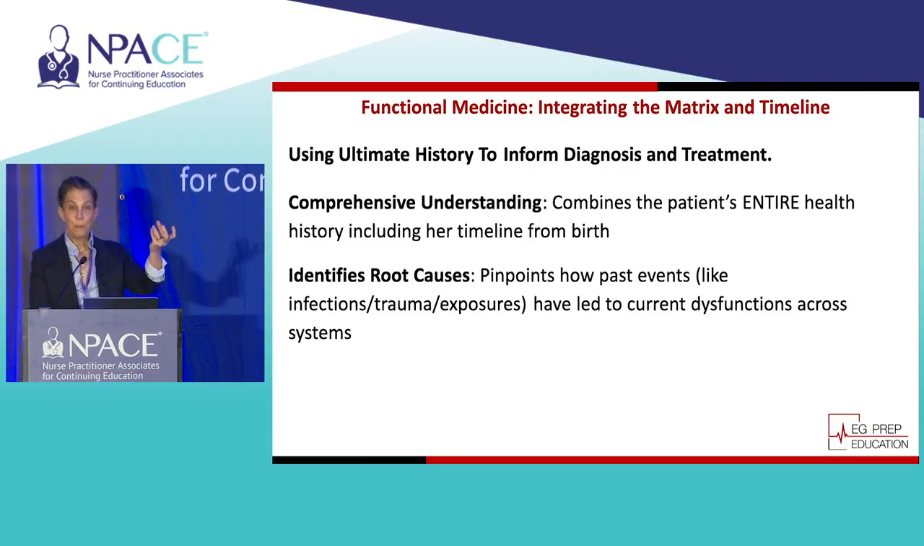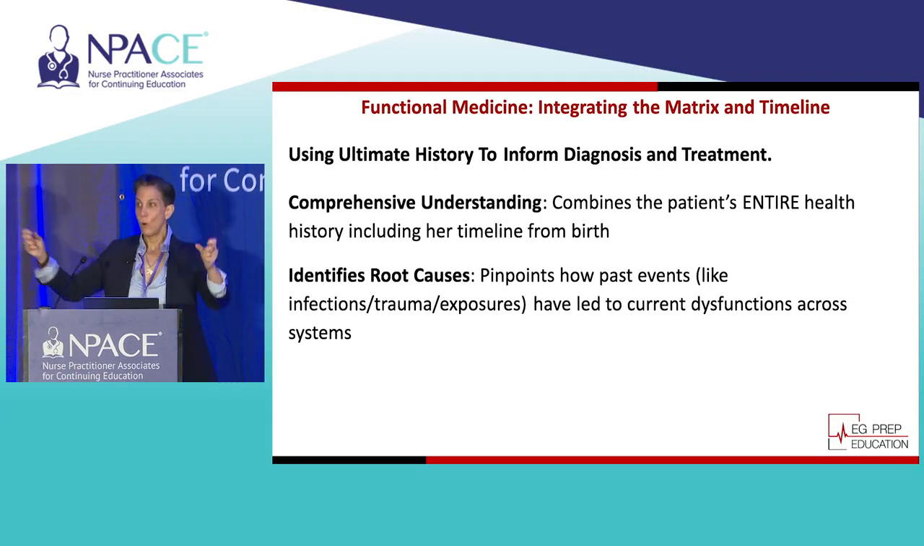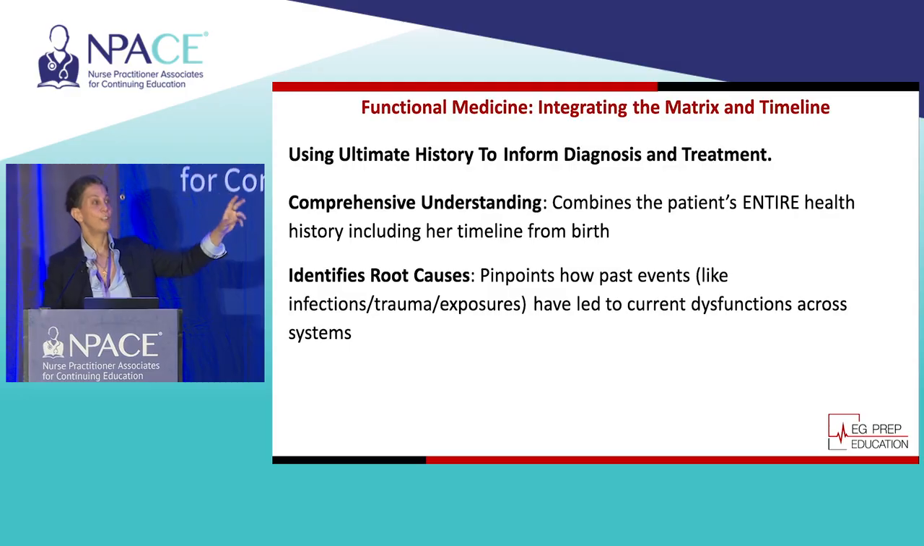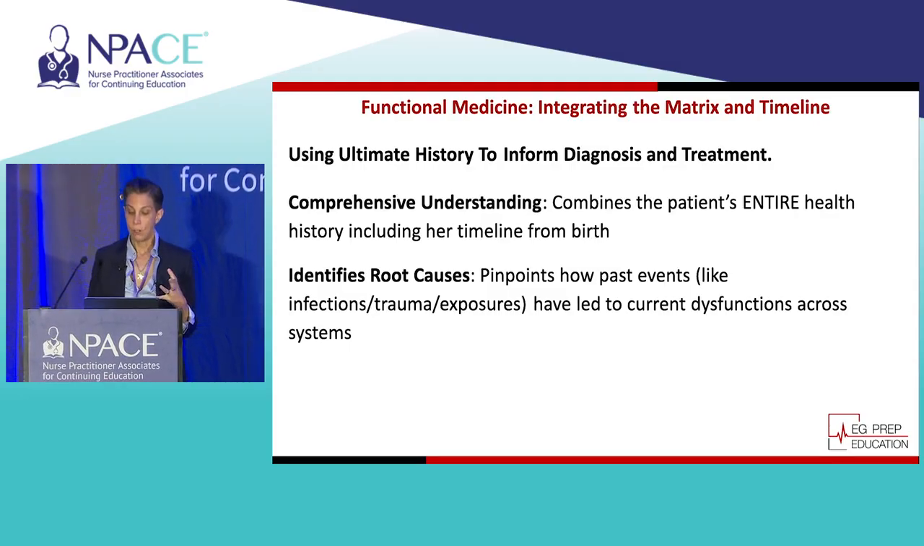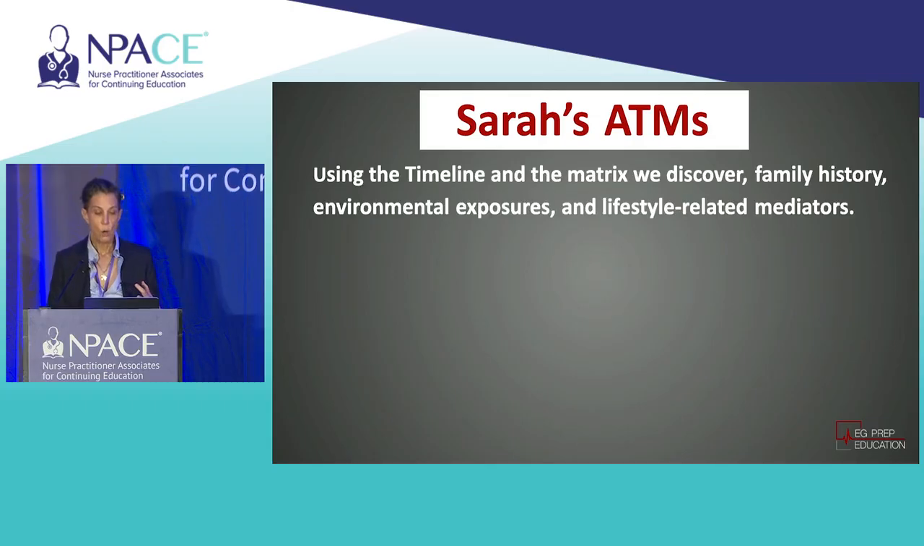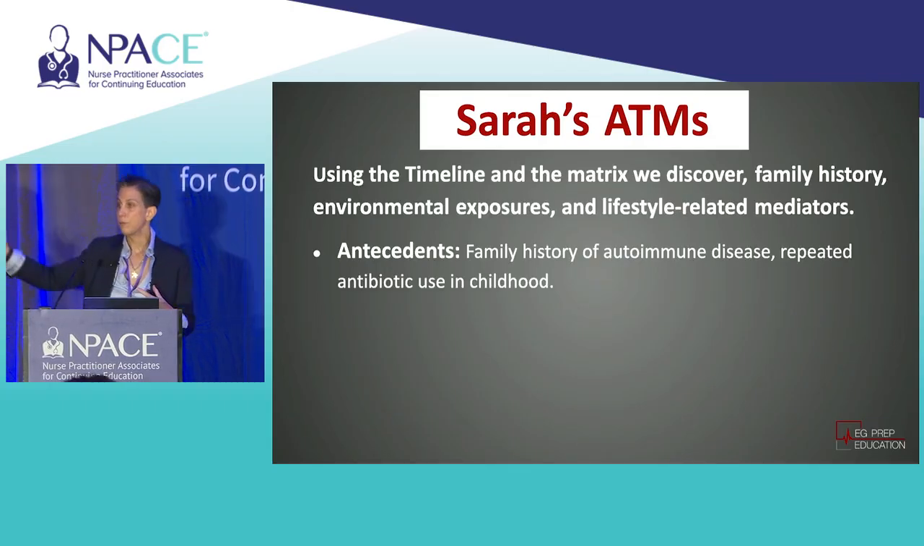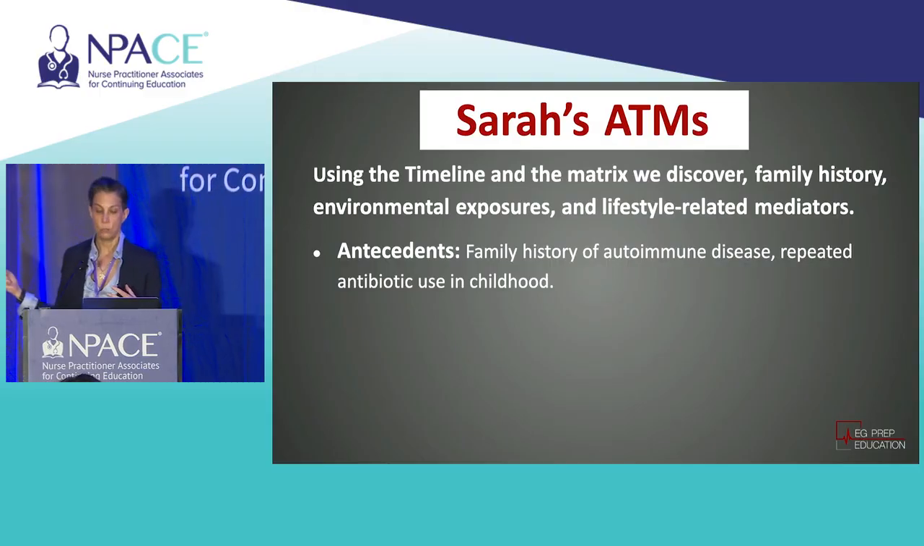So when we use functional medicine, we're going to start all over with Sarah and ask her her entire health history, right? Not just old cards. We're going to ask her what's going on in her life, how we got here. We're going to find out her family history, environmental exposure. We're going to find out that her family has a history of autoimmune issues.